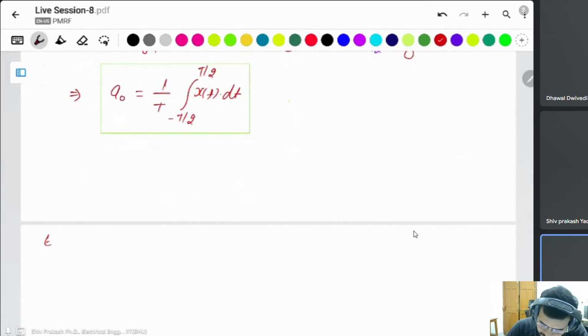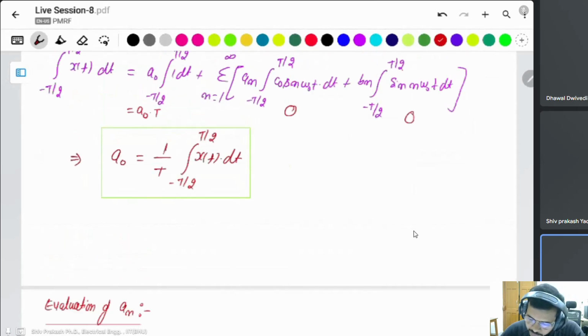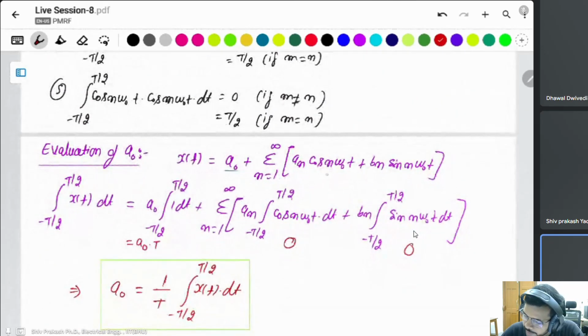Then evaluation of a n. You know about this will be the cosine. If I multiply this one by the sinusoidal signal, then cos and sine integration of that one will be 0. Then for the finding of the a n, which is the coefficient of the cosine signal, you have to multiply by the cosine signal only.